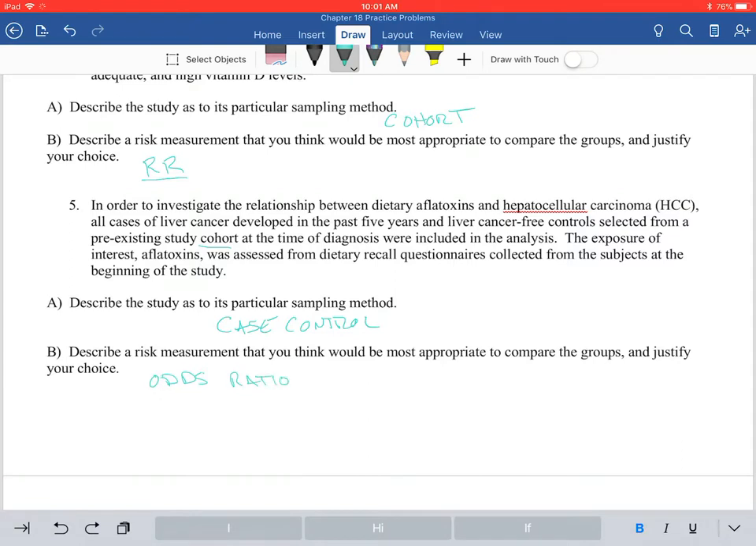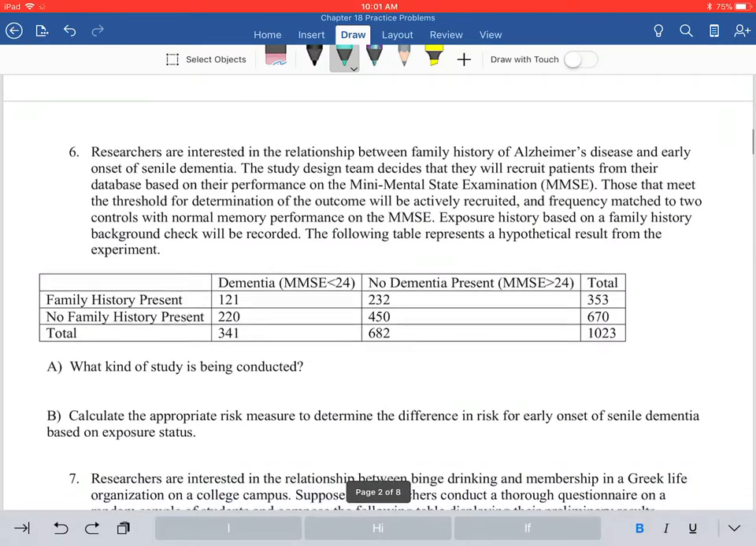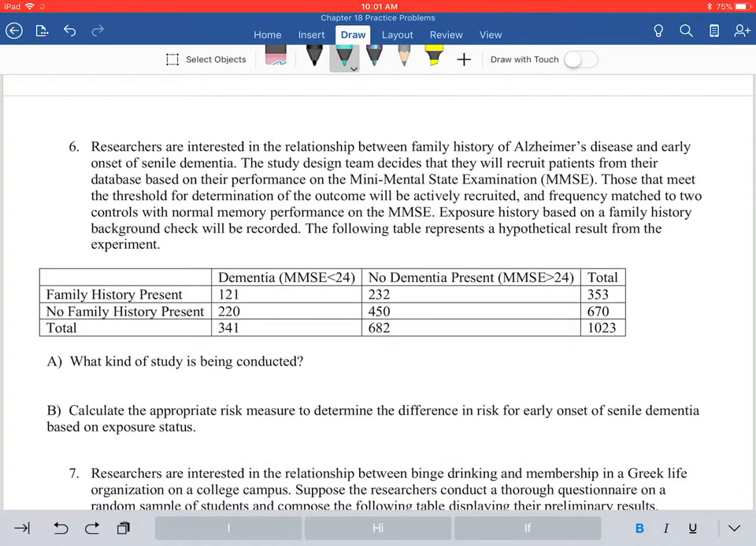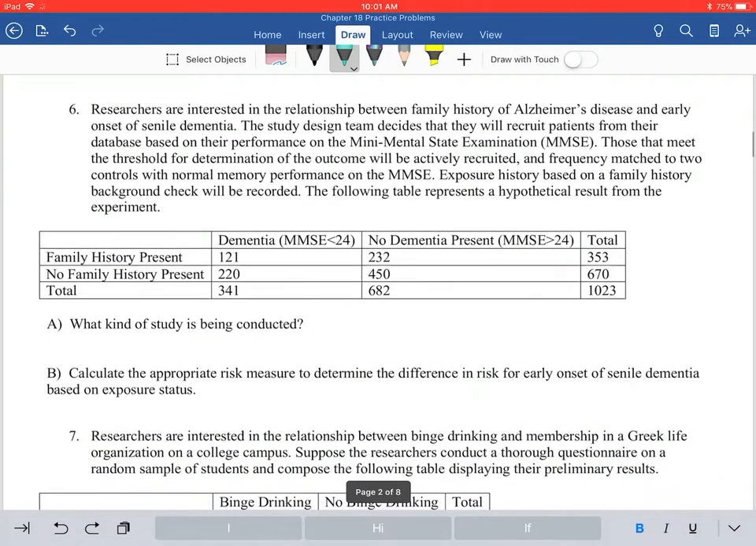And then it says describe the risk measurement. When you have case control, you're going to be using an odds ratio. Once again, if you're wondering how case control goes with odds ratio and cohort goes with relative risk, that's in the extra PowerPoint that's supplemented besides the regular one with the videos. It has a chart that will explain which ones go to which study.